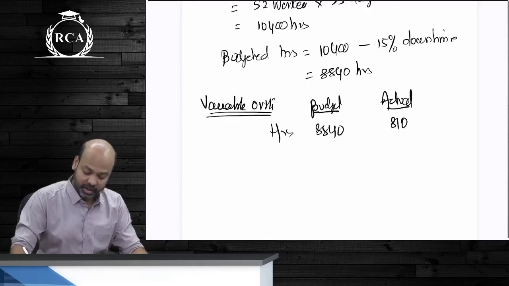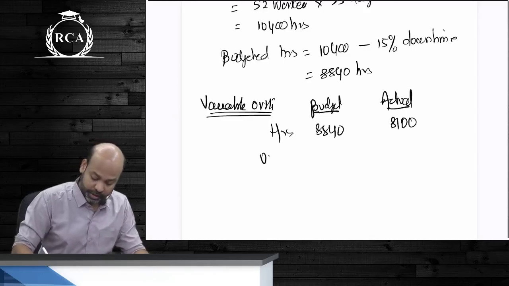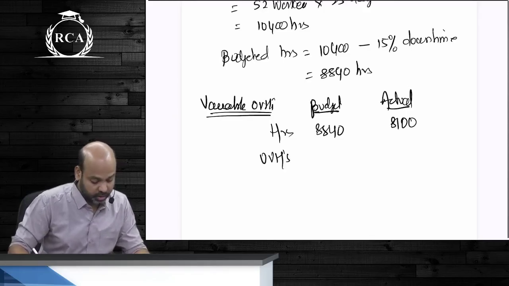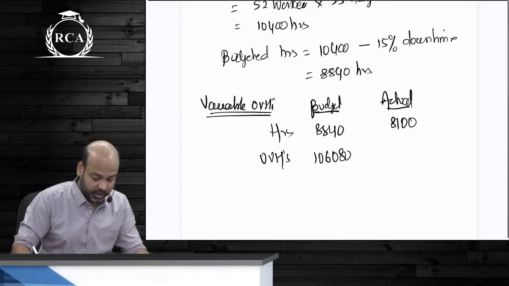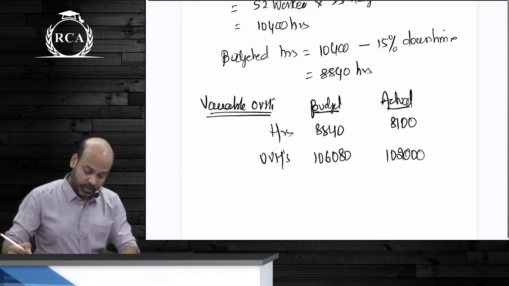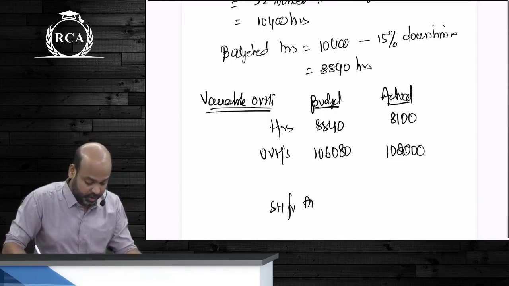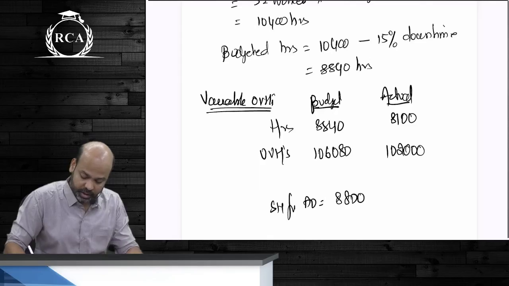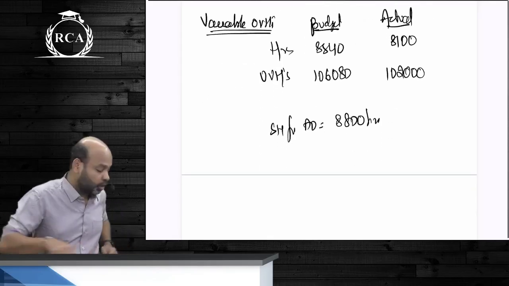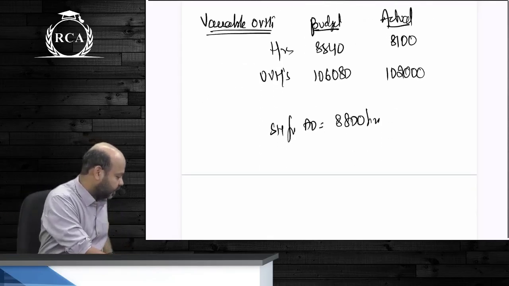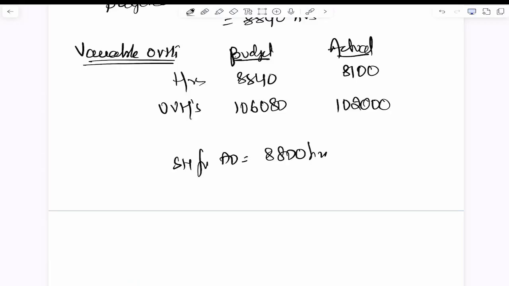Actual hours are 8,100. What are the variable overheads as per the budget? 1,06,080. Actual variable overheads? 1,02,000. SH for AO is already given in the question: 8,800 hours. All you have to do, beta, is just compute standard rate per hour using budgeted data. Once you get standard rate per hour, you're done with variable overhead variances. Correct, kids? Yes, sir. All right.